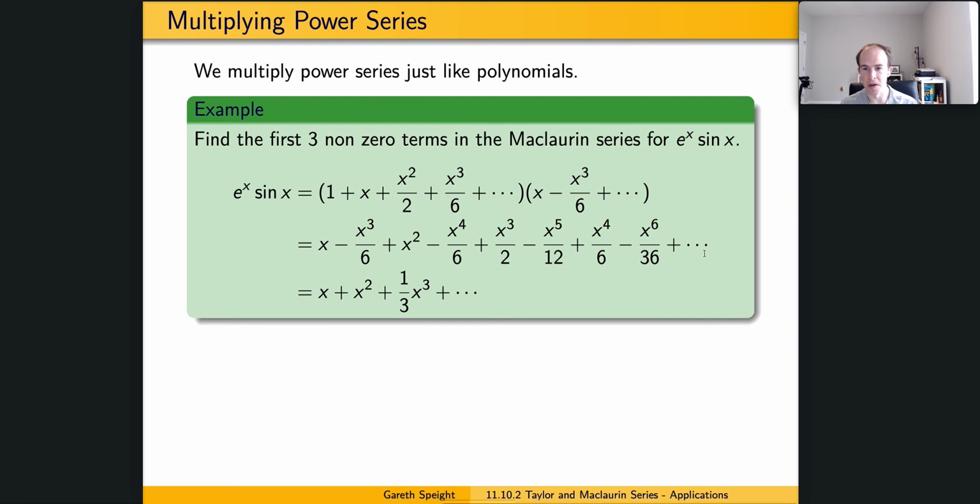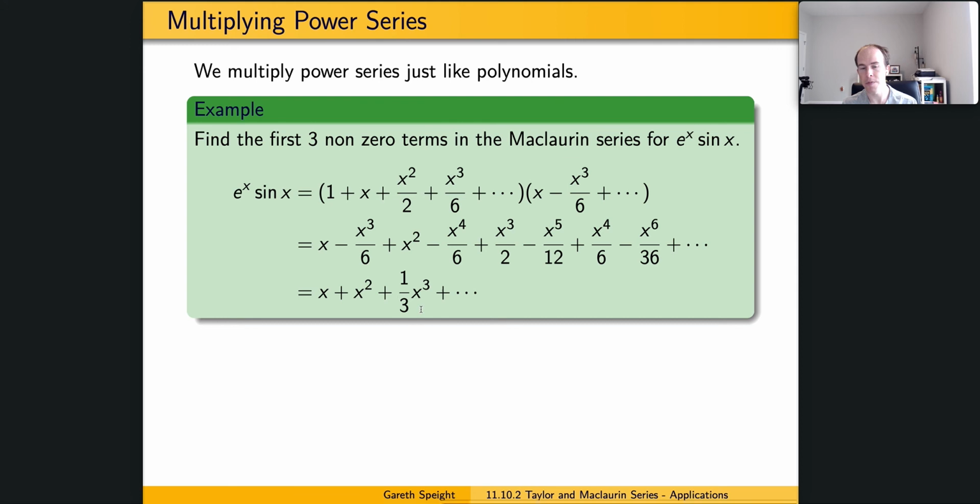And then we try to simplify what we have. There were no constant terms. Then we look at where all the x terms are. We got all the x terms. It's just x. We look at the x squared terms. There was only an x squared term. And then we look for the x cubed term. We had negative x cubed over 6 plus x cubed over 2. That's going to be negative 1 over 6 x cubed plus 3 over 6 x cubed, which is 2 over 6, or 1/3 x cubed. And then I omitted the rest.